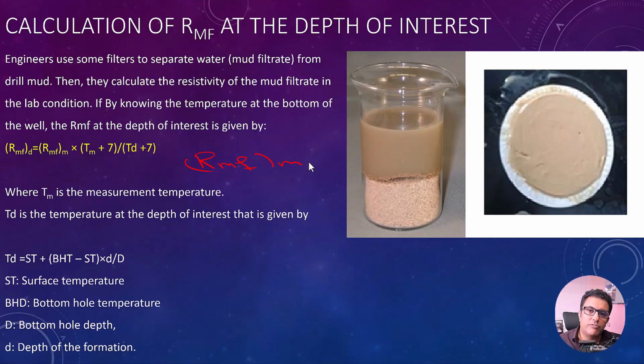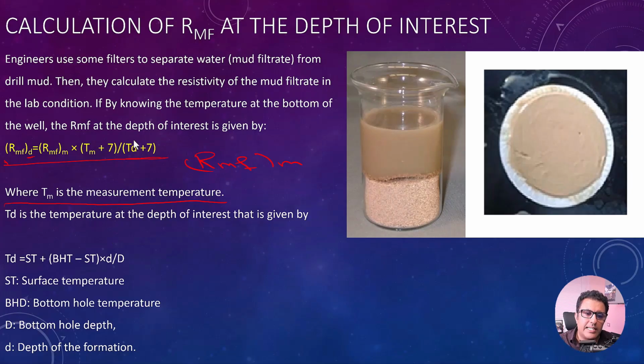Here is something that you should notice, okay? The resistivity is a function of temperature, and the temperature in the lab is different from the temperature in the formation. So you have to correct that. For that reason, you need two temperatures. One of them is Tm, the measurement temperature in the lab, and also you need the temperature at the formation location. If you have that, then you can easily calculate the value of RMF at the formation location using this simple equation.